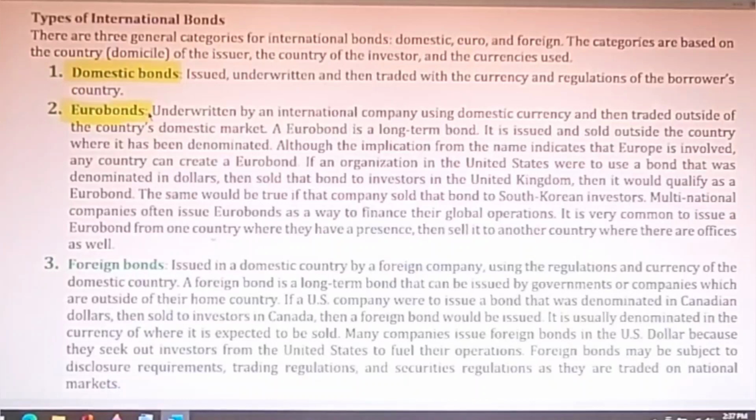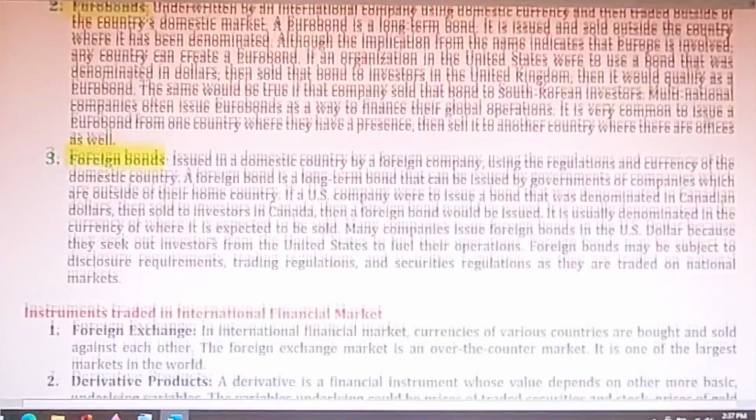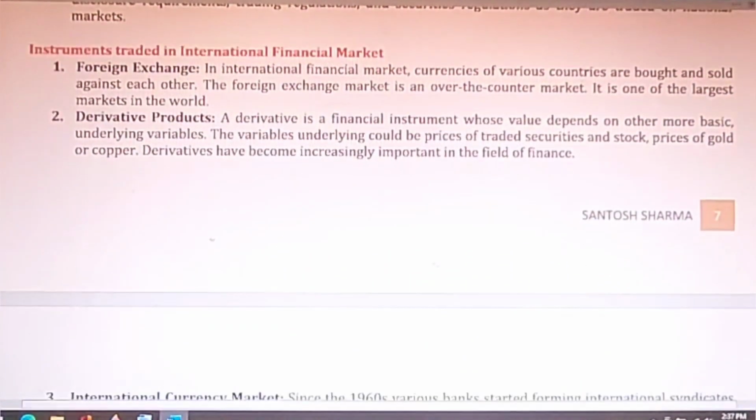यहाँ से short notes भी आता है. Then we have foreign bonds. So they also must be studied. So 3 types of bonds are there.